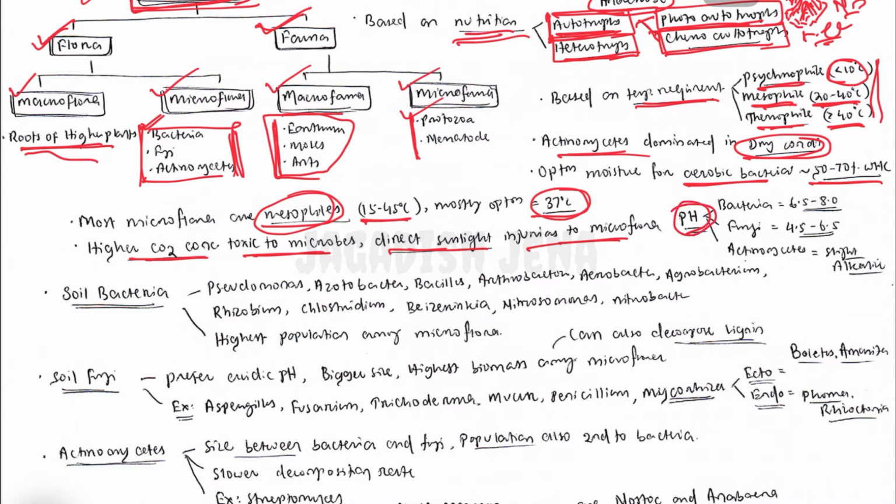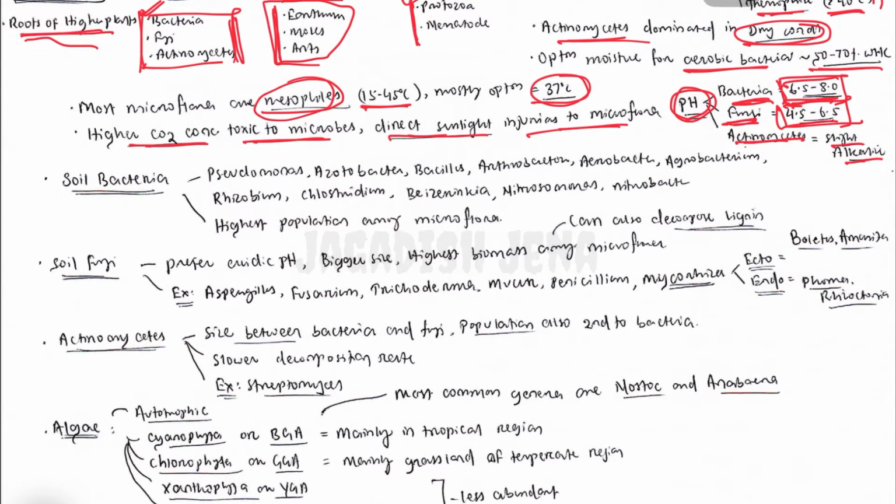Okay, pH. If we look at pH, for bacteria survival, neutral pH is mostly optimum, 6.5 to 8. For fungus, acidic pH is optimum, like 4.5 to 6.5, and for actinomycetes, slightly alkaline soil is optimum. Okay. Then let's discuss some soil bacteria. Soil bacteria examples like Pseudomonas, Azotobacter, Bacillus, Arthrobacter, Aerobacter, Agrobacterium, Rhizobium, Clostridium, Beijerinckia, Nitrosomonas, Nitrobacter. These are some important soil bacteria which help in different nutrient transformation in the soil.